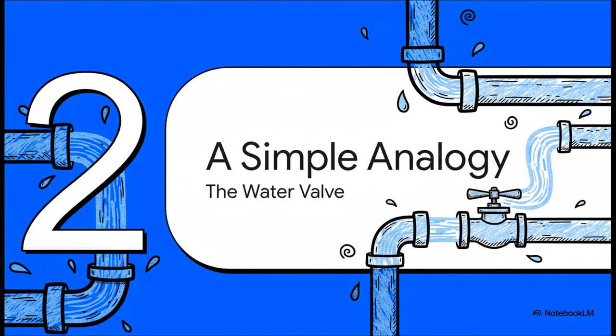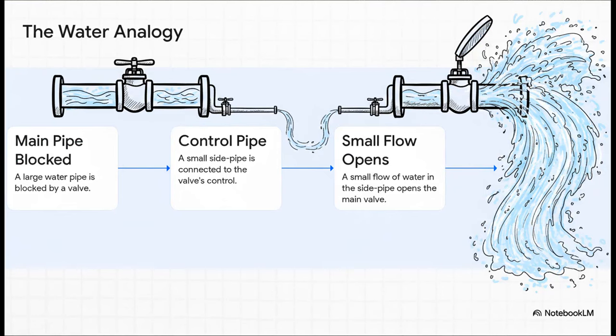Okay, I get it. All this talk of volts and amps can feel a little abstract. So let's try something different. Let's use a simple analogy to get a more gut feeling for what's happening. Just imagine for a second that electricity is like water flowing through pipes. This setup is a perfect mirror for a transistor.